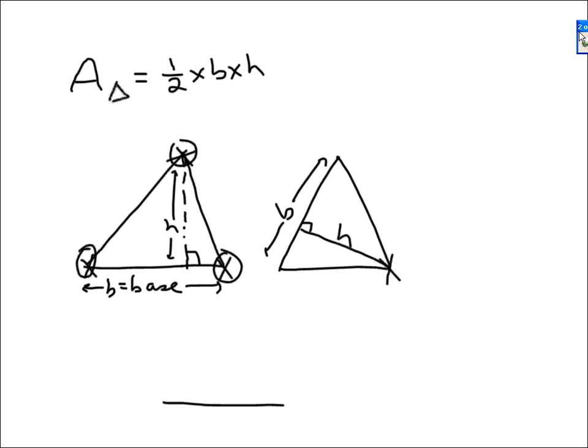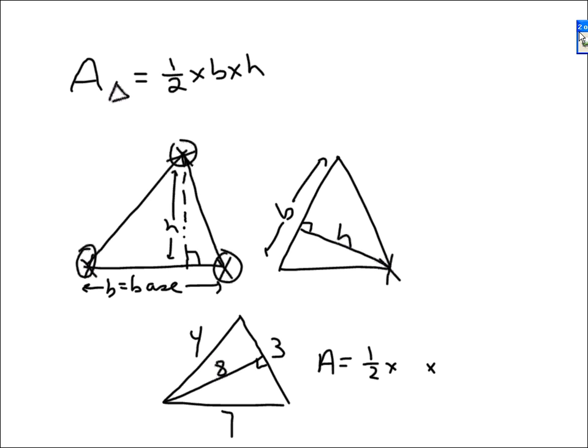So, if you are told that this is 3, and this is 4, and this is 7, and you are told that this distance is 8. Well, then the area will equal 1/2 times the base times the height. How much is the base? How much is the height? Well, since this is at a right angle, you should use that height. In fact, that's the only height you're given. Well, then you have to use 3 as the base.